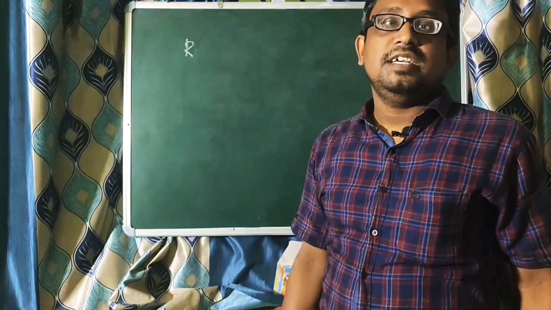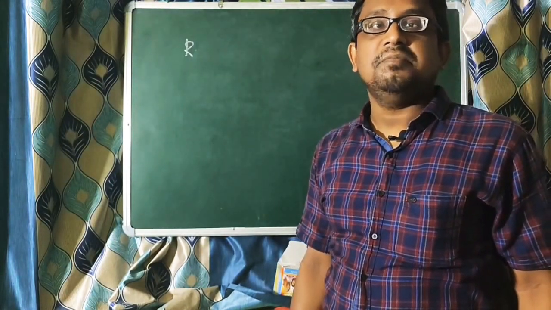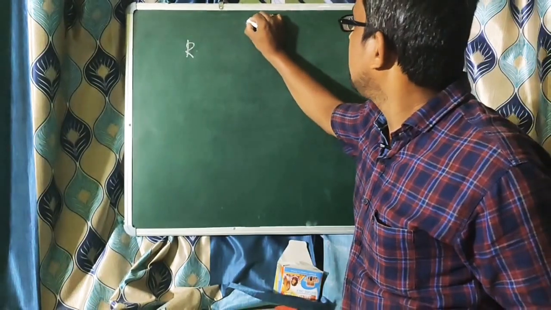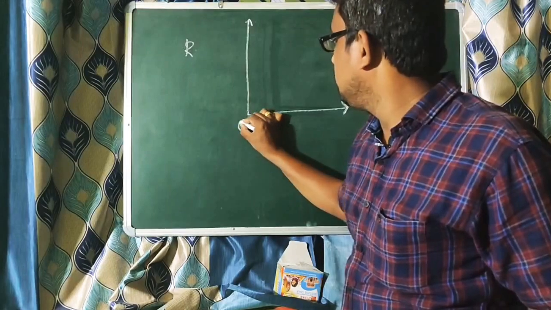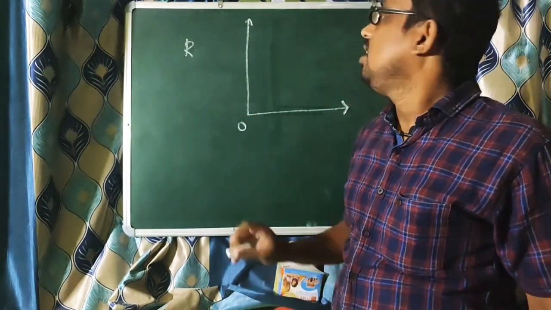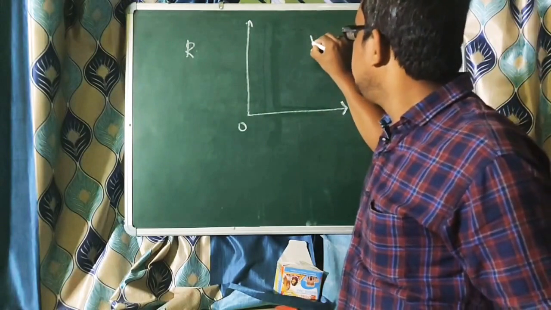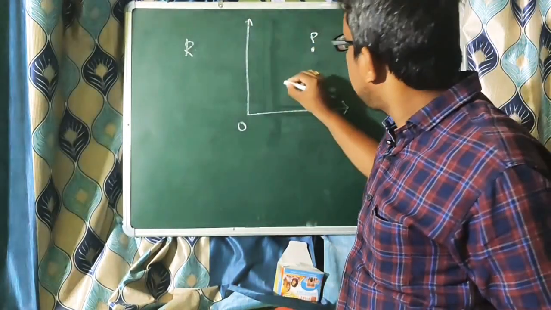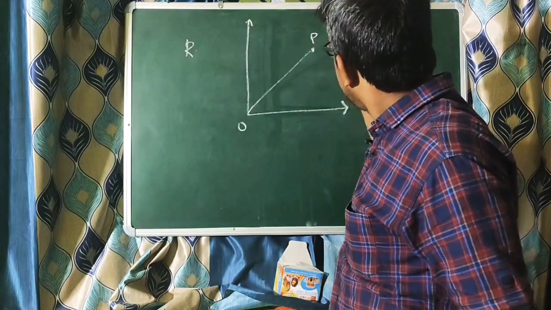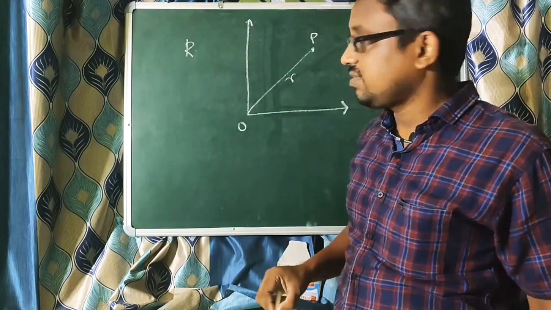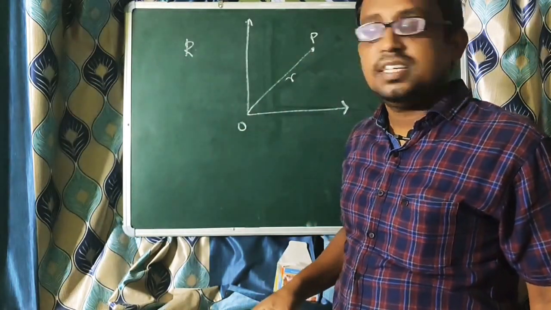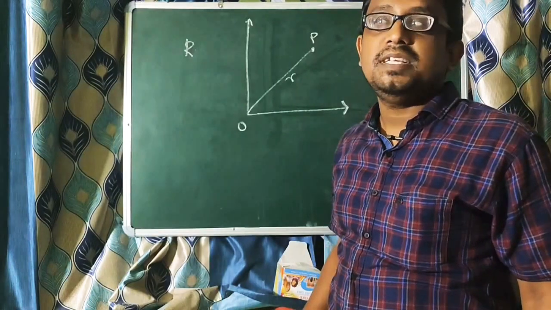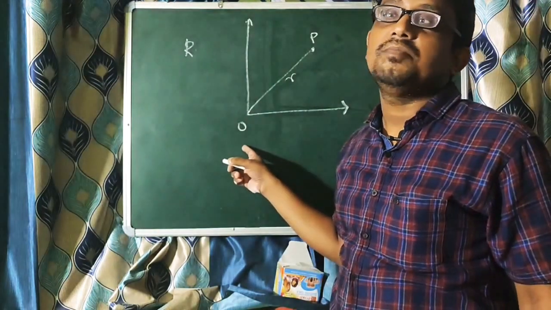Now let's express rest and motion in a graphical way. Just see. Let us draw a graph. This is the point of observation O. The body is at point P, which is at a distance R from point O. Is it clear? The body is at point P. O is the point of reference. That means an observer is standing at the point O.